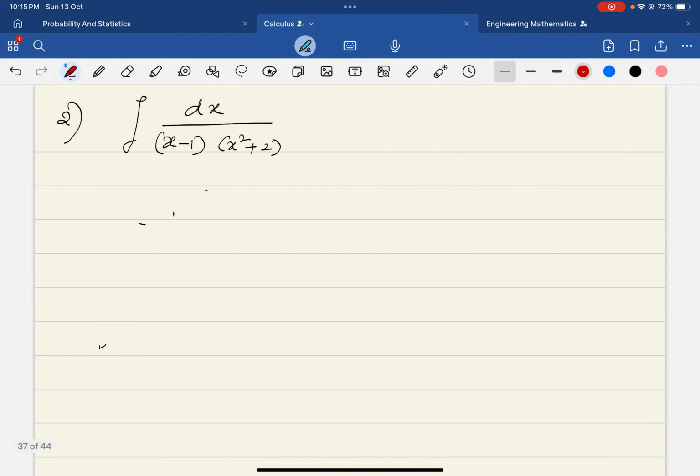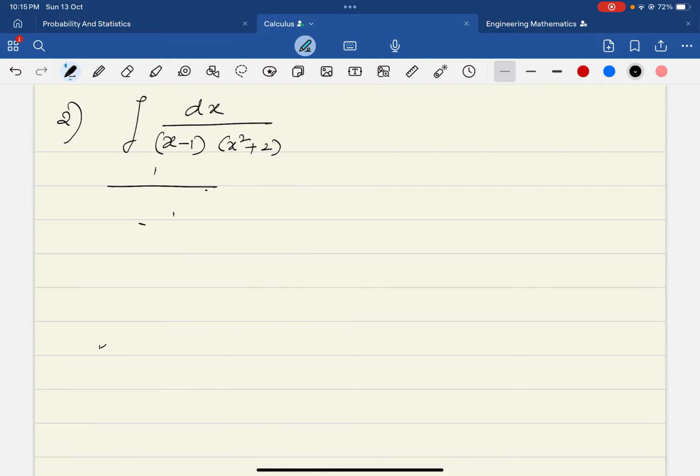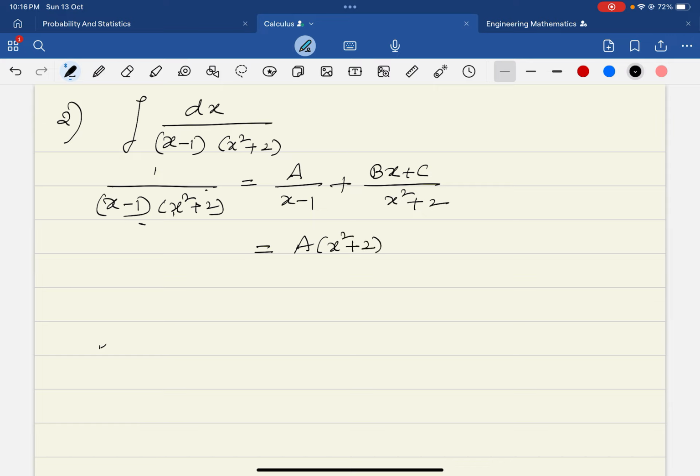Let us now go to another problem. Here the factors are already given: x minus 1 and x square plus 2, where x square plus 2 cannot be resolved again, correct? So now it is a over x minus 1 plus bx plus c over x square plus 2. That is the resolving into partial fractions. Now how can we rewrite this? a times of x square plus 2 plus bx plus c times of x minus 1.